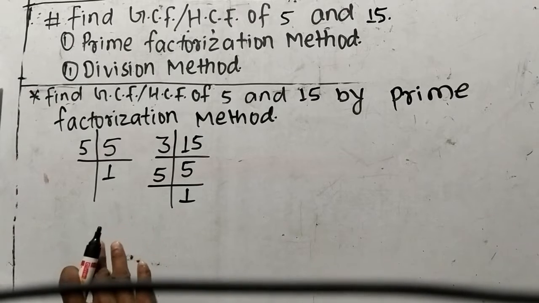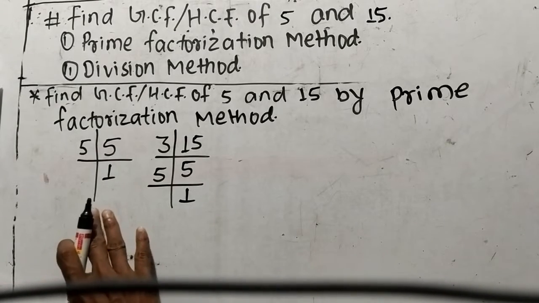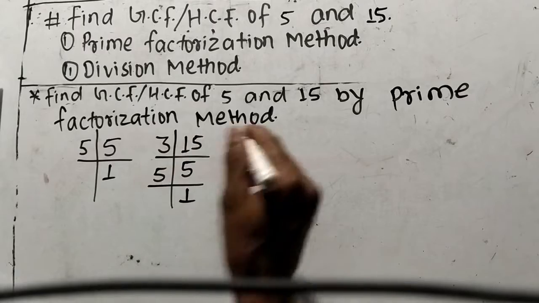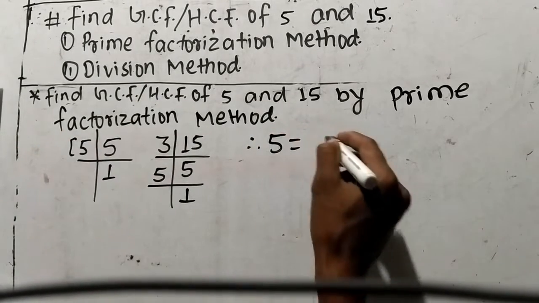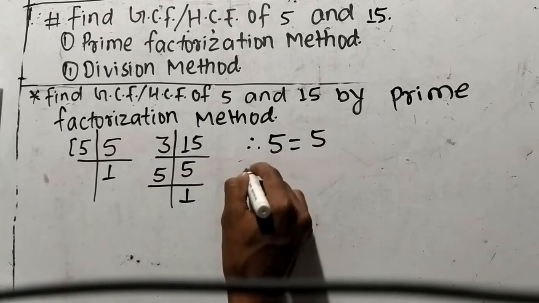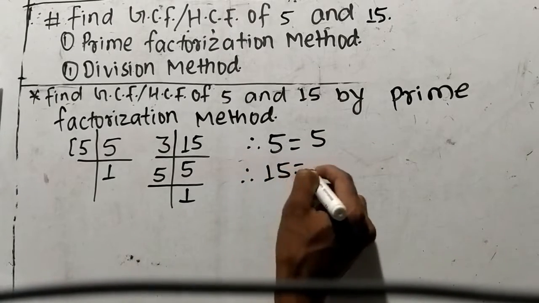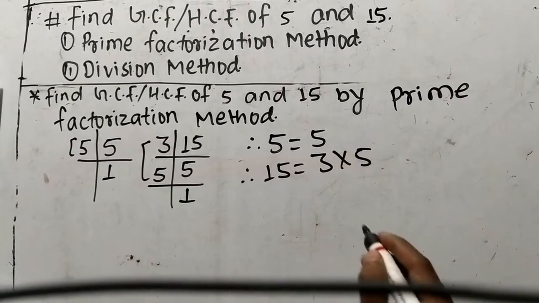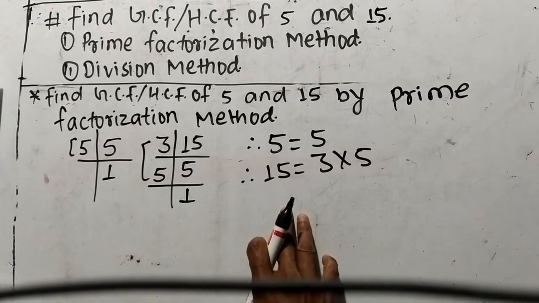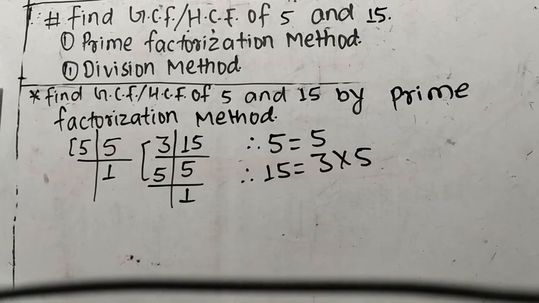So as you look here, we have found the prime factors of 5 and 15. So from these prime factors, we can write 5 is equal to, from here it is 5. In the same way, we can write 15 is equal to, from here it is 3 times 5. So as you look here, we have written the prime factors of 5 and 15.